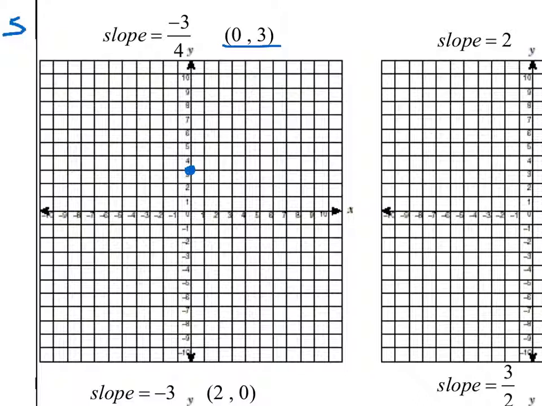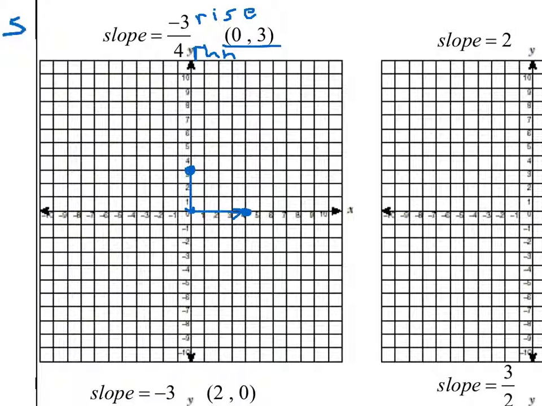But that's only 1 point. It takes 2 points to graph a line. How am I going to find that next point? Down 3? Why down 3? Because the rise is negative. So we're going to go down 1, 2, 3 and run positive 1, 2, 3, 4.